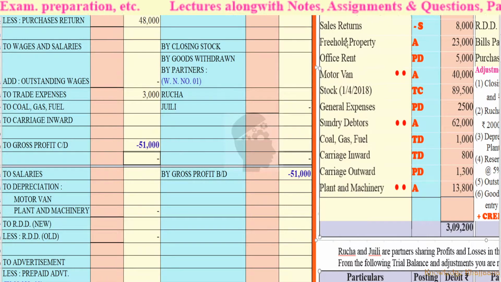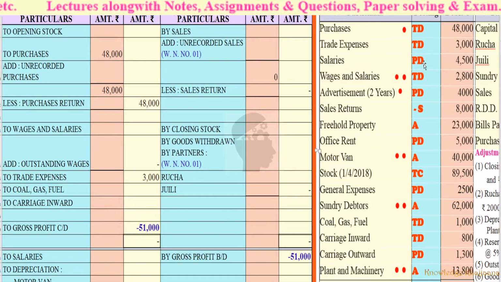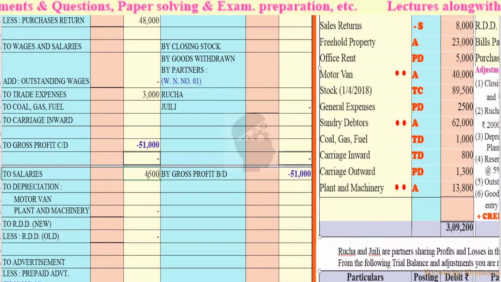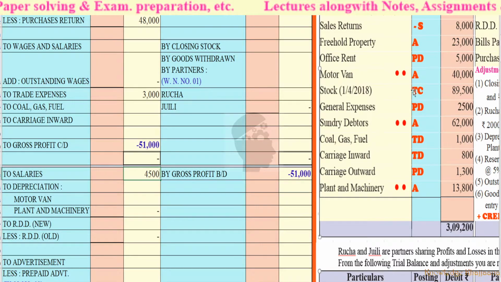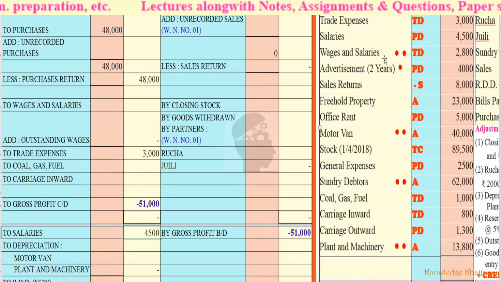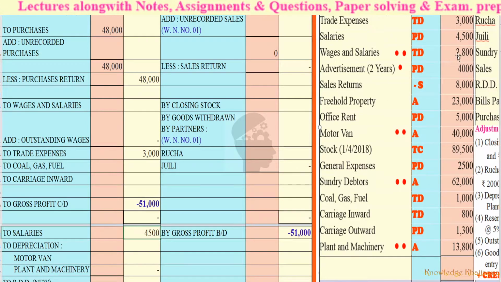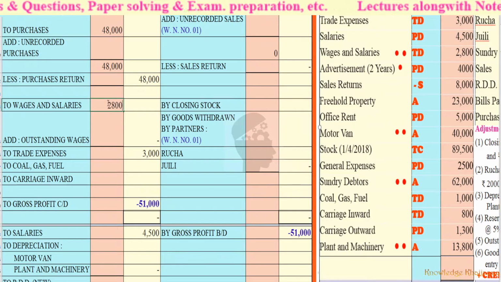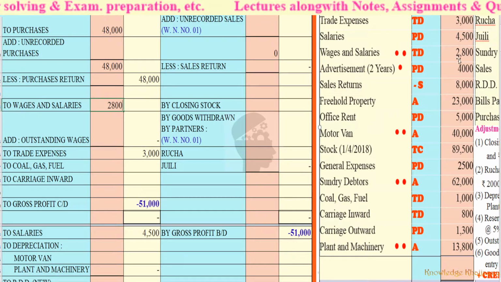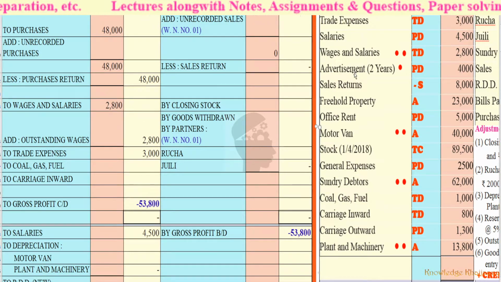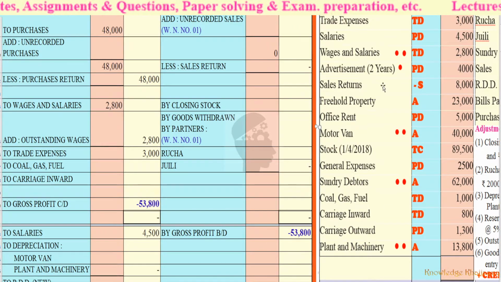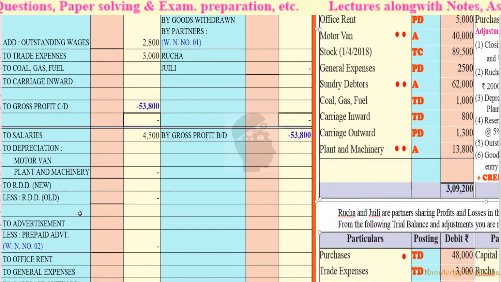Profit and loss account. Is there any adjustment against salaries? No. 4,500. Then wages and salaries, trading account debit side, rupees 2,800. There is one adjustment. Then advertisement for 2 years, rupees 4,000. Advertisement will go to the profit and loss account debit side.